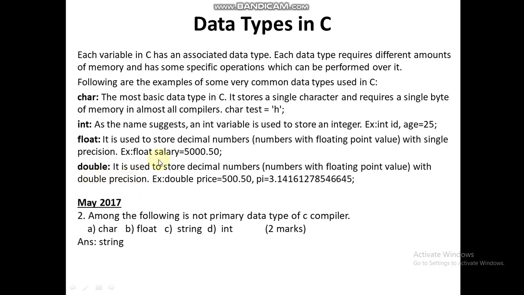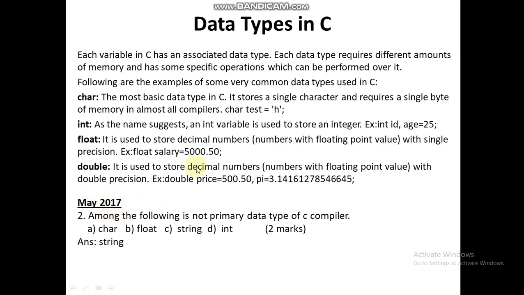This means if there are only two or three decimal places, then float is enough. If there are many digits after the point, at that time double is used. In float you can't write that many decimal digits, only a few. If you want more digits after the point, then the double data type is used. Clear? This is about the data types.